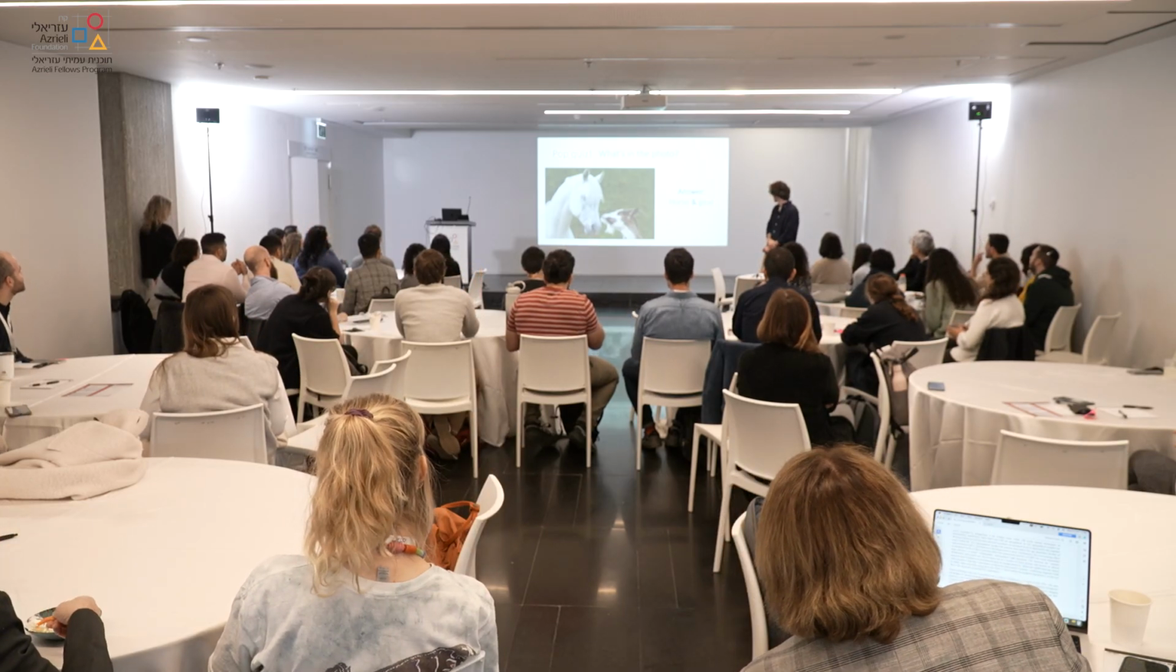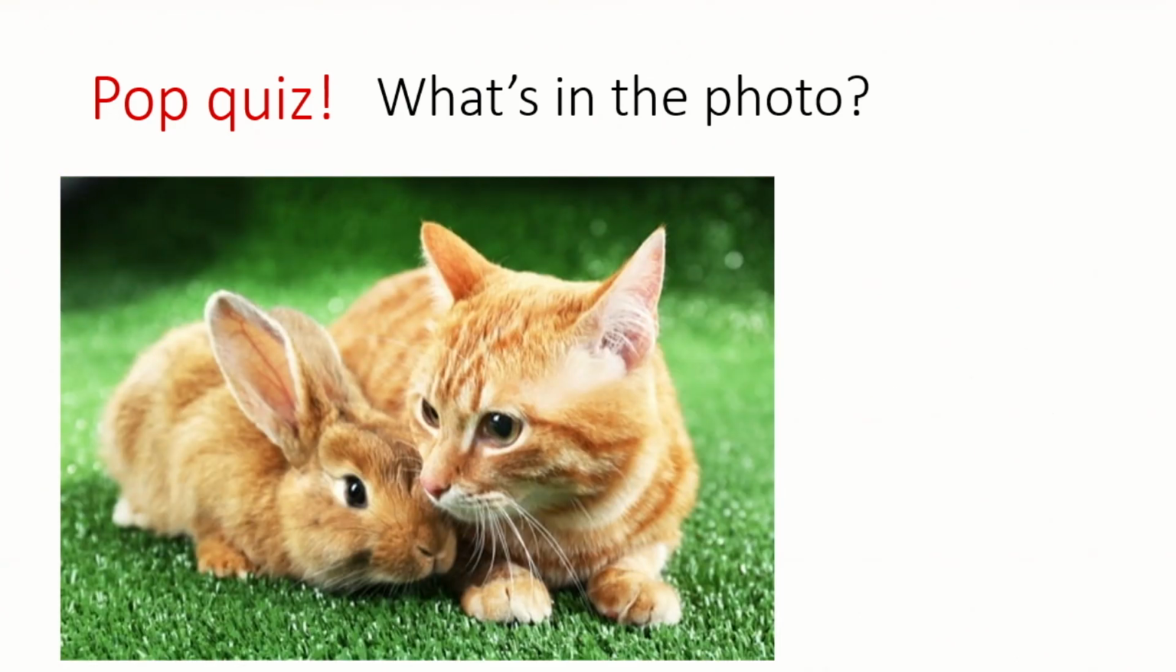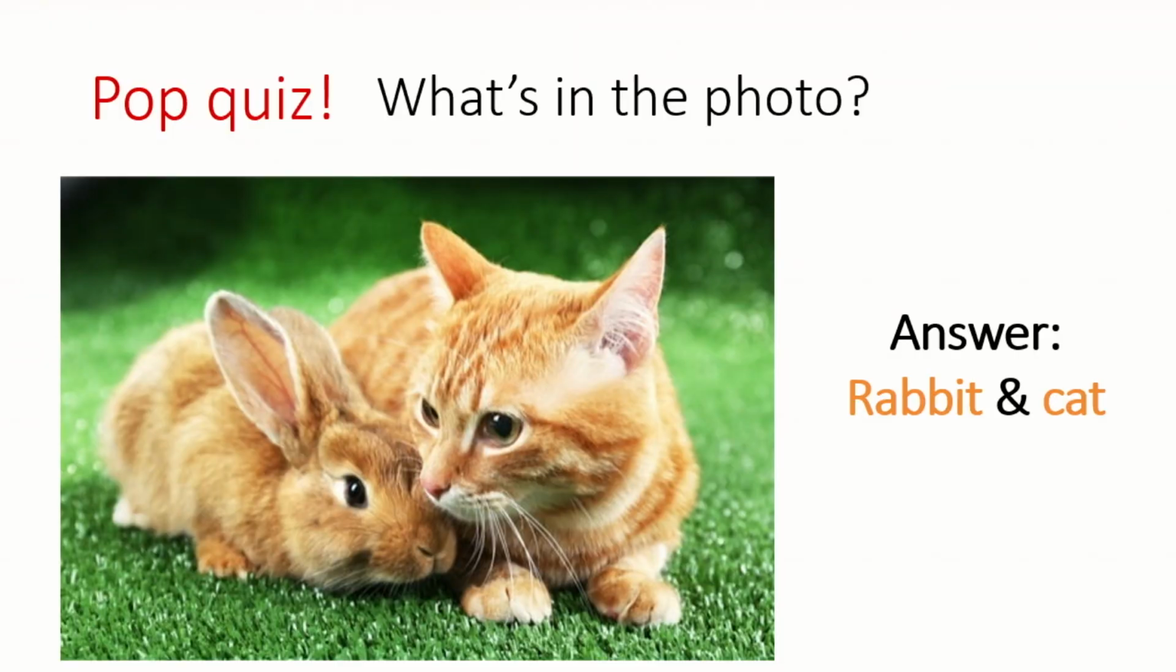Let's do another one. Very intelligent crowd. Horse and a goat. One last one. Okay. I guess all of you understood that these are a rabbit and a cat. But how can you tell that these are a rabbit and a cat?